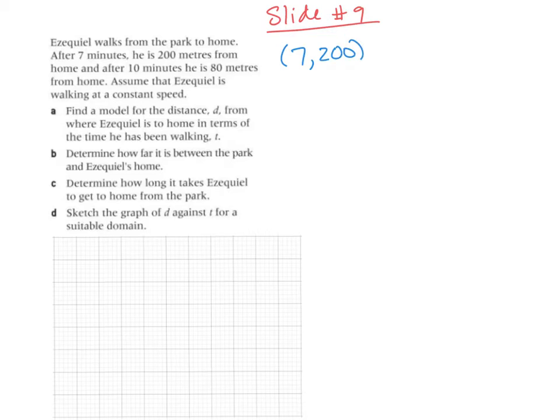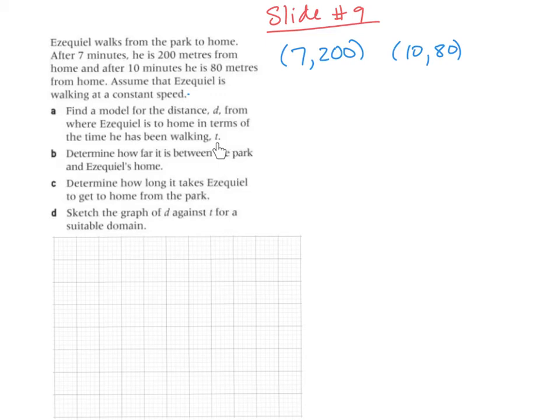And then it goes on to say, and after 10 minutes, he's 80 meters from home. So I'm going to write down the ordered pair, 10, 80. All right. And then it says, assume that Ezekiel is walking at a constant speed. So eventually when we draw a graph of this, it's going to be a straight line because the rate of change is constant. So letter A says, find a model for the distance D from where Ezekiel is to home in terms of the time he's been walking T.